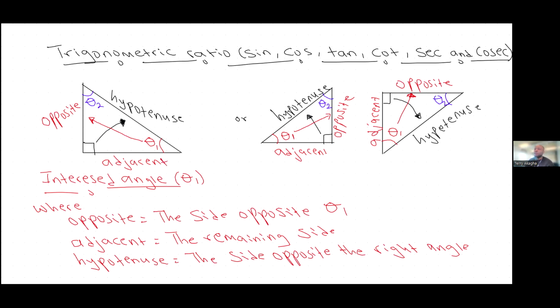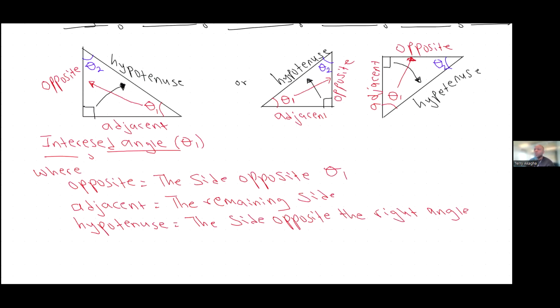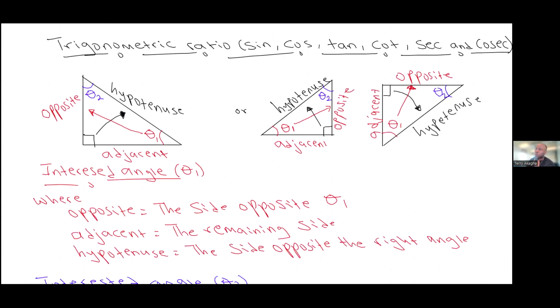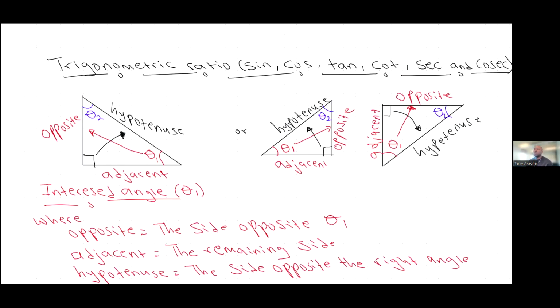So now, if we are interested in theta 2, so that means the interested angle in this case now is theta what? 2. So now I'm not interested in theta 1, I'm interested in theta 2. So what are we going to do?